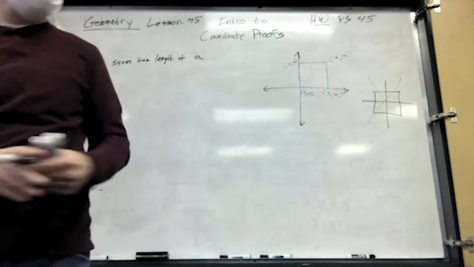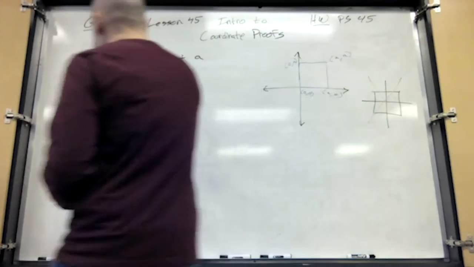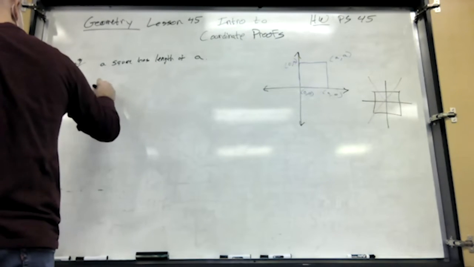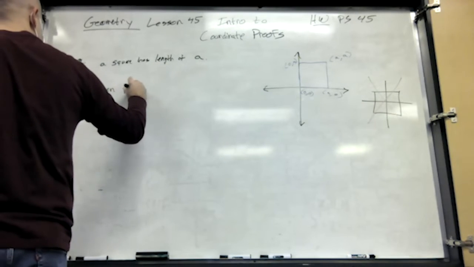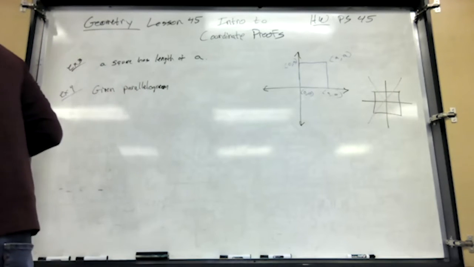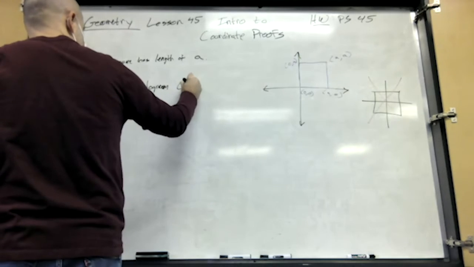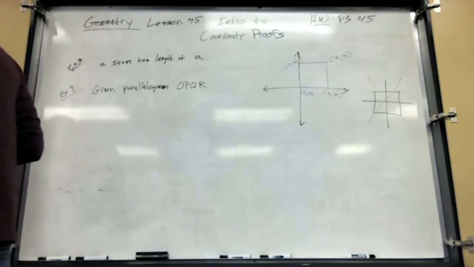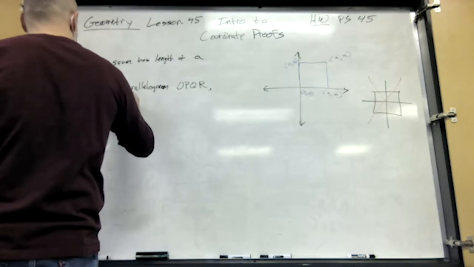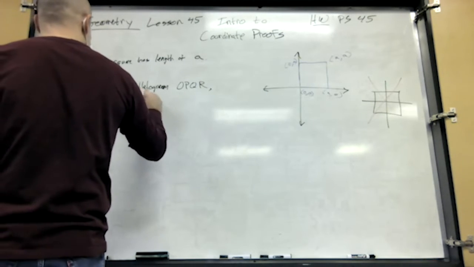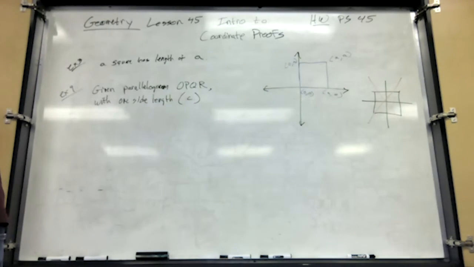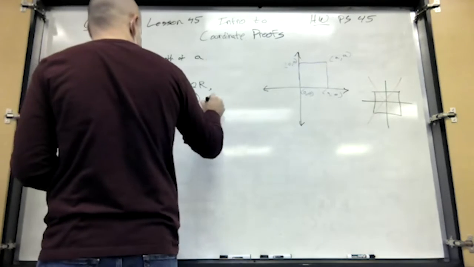Let's do another proof for 2. And then we can call it good. All right, here's example 4. Here's what I want to do. Given parallelogram OPQR with one side length labeled C, assign possible coordinates to the vertices.